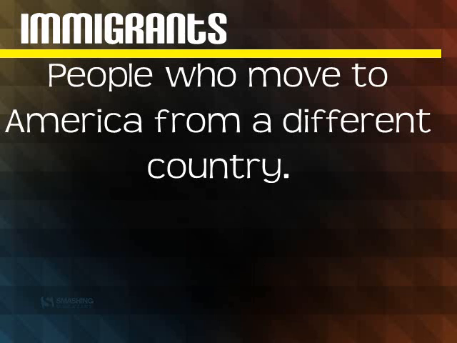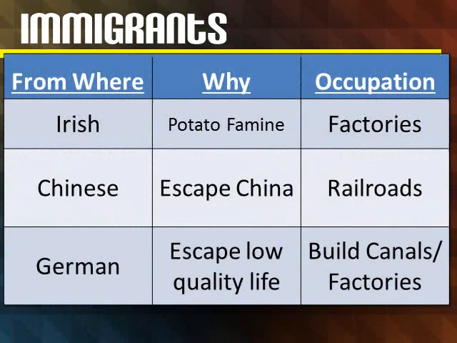So we have three main types of immigrants that move into our country. Here's a little table. Let's start with our first one: the Irish. We have lots of people from Ireland coming over to the United States. Their main reason for coming? They didn't have enough food in their country because of something called the potato famine. And when they got to the United States, they worked a lot of times in factories.